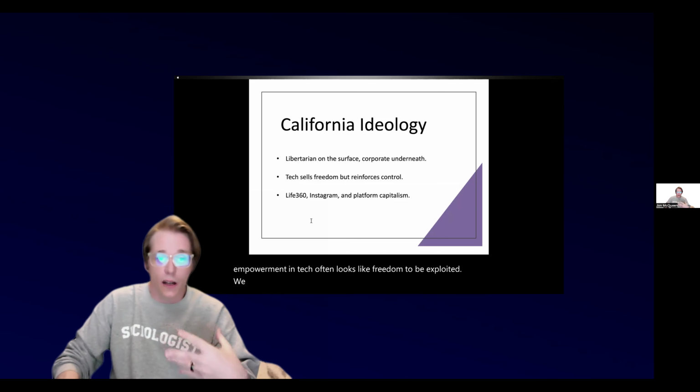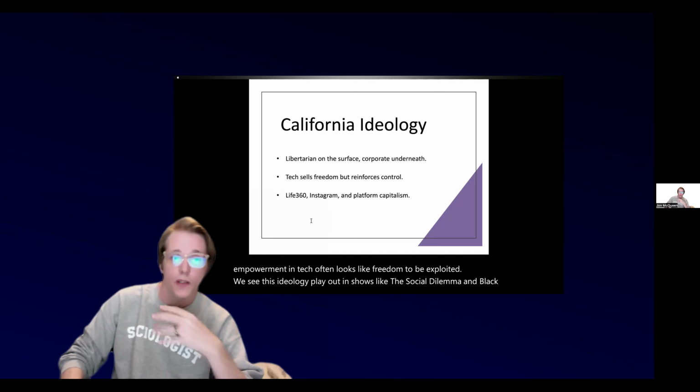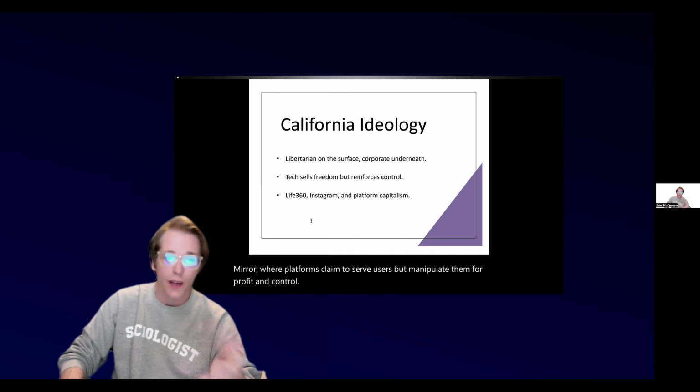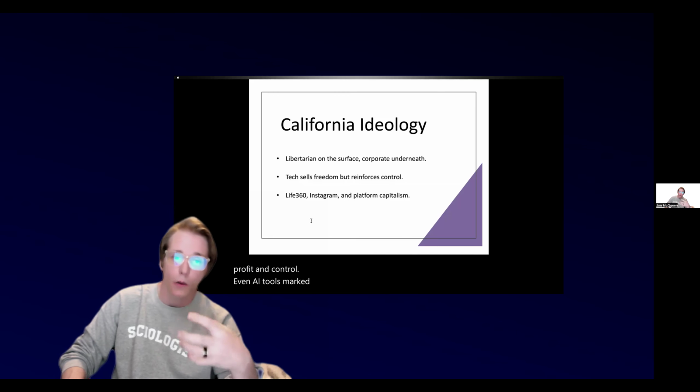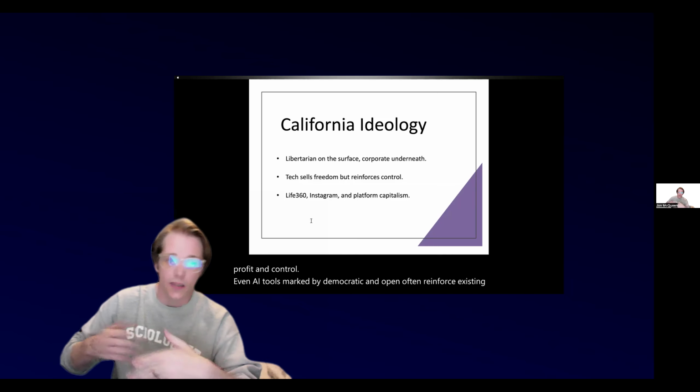We see this ideology play out in shows like The Social Dilemma and Black Mirror, where platforms claim to serve users but manipulate them for profit and control. Even AI tools, marketed as democratic and open, often reinforce existing inequalities in access and voice.